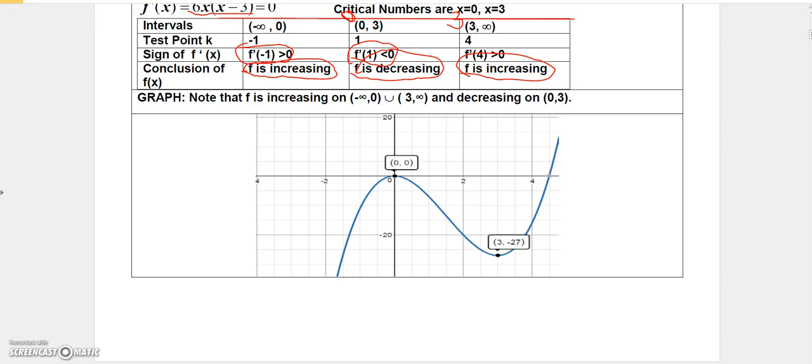Now looking at the graph is kind of cheating, so make sure you don't rely on the graph, because sometimes the critical numbers might be weird numbers and it might be hard to determine it from the graph.